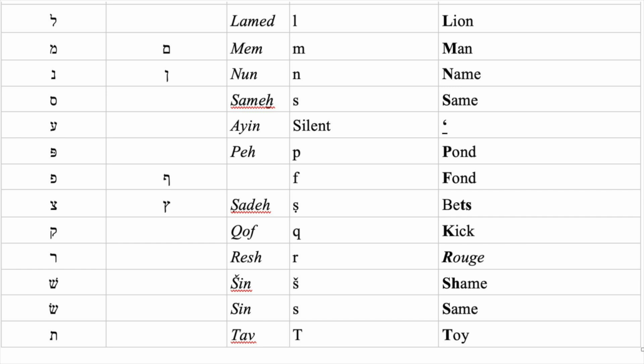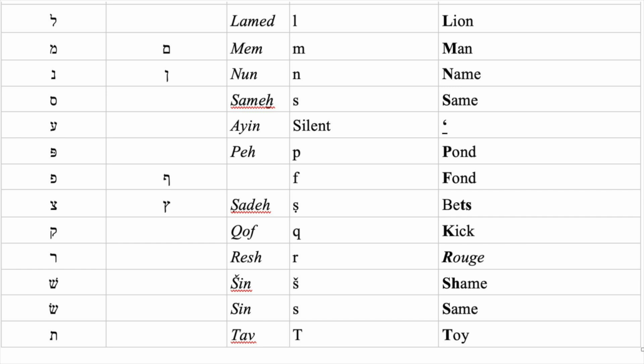And like Kaf, Mem also has a final form. When Mem comes at the end of a word, it changes its shape. It's a different grapheme, we would say. This is followed by Nun, which has its own final form as well. Nun makes the N sound, like in the word name. That's then followed by Samech, which makes an S sound, as in same.